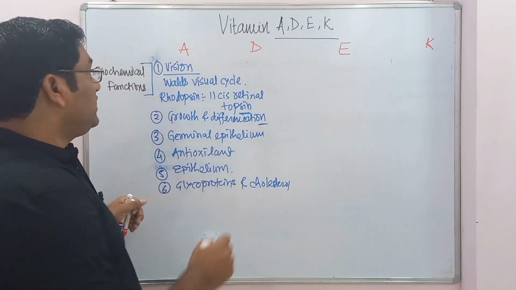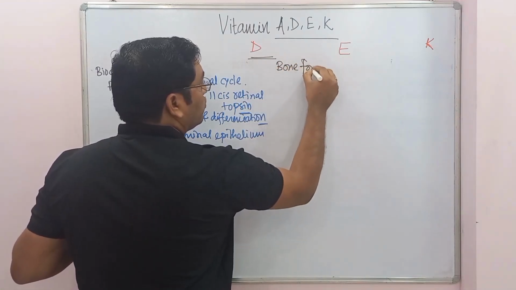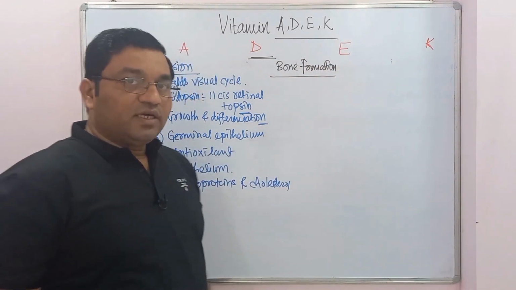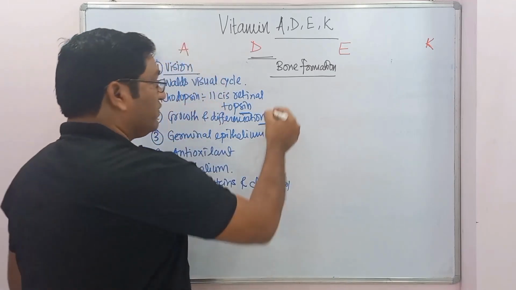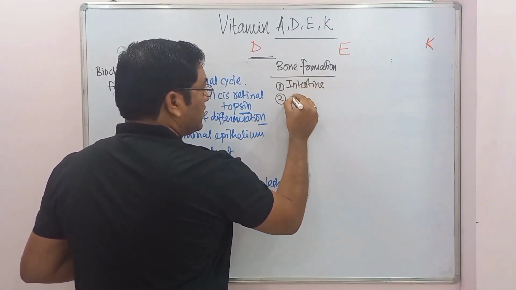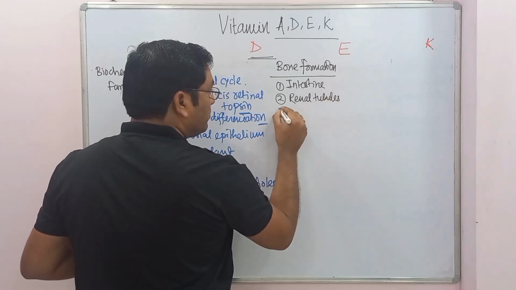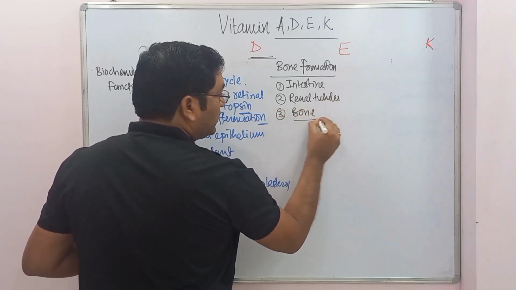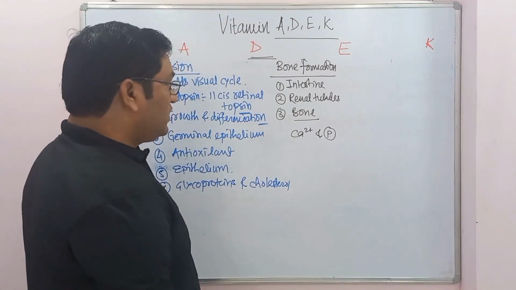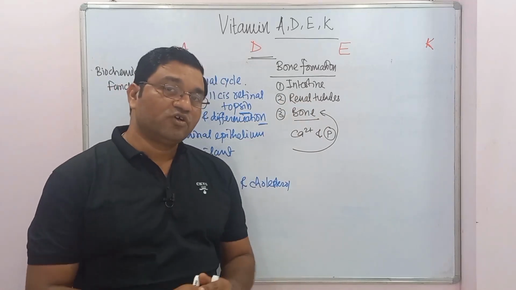Then vitamin D is important in bone formation. This is the important function of vitamin D. It particularly acts on three target tissues. The first is the intestine, second is the distal renal tubules, and third is the bone. So it is important in maintaining the calcium and phosphorus level in our body. It is important for the mineralization of bone and for the osteoblastic activity of the bone.